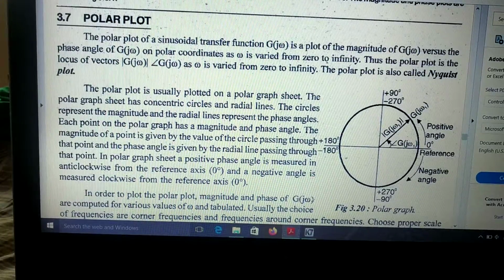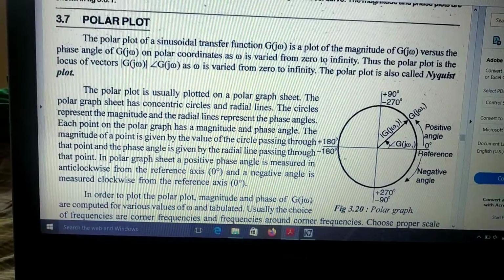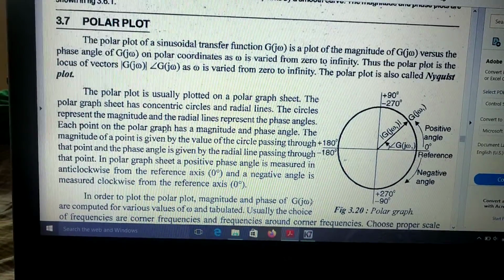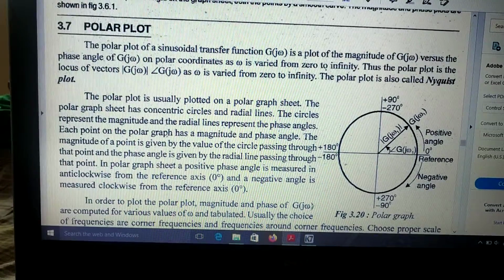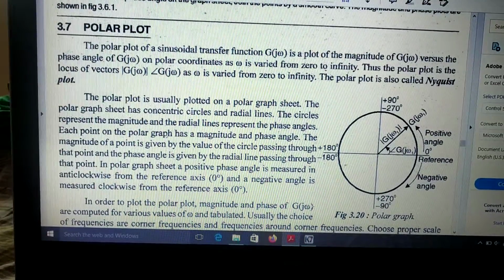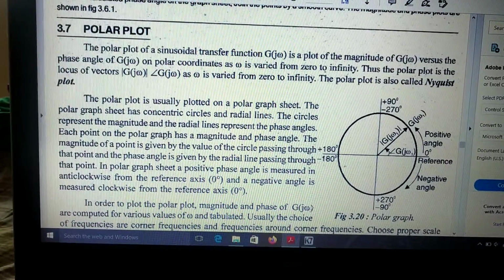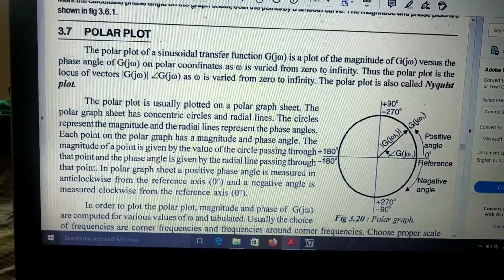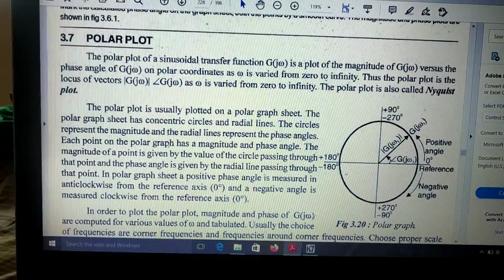So dear students, now we are going to discuss polar plot. The polar plot is also called a Nyquist plot. The function of the polar plot is to find the sinusoidal transfer function of the system. It is used to find the magnitude and also the phase angle of the system, so that we can obtain the actual value of the given sinusoidal signal.